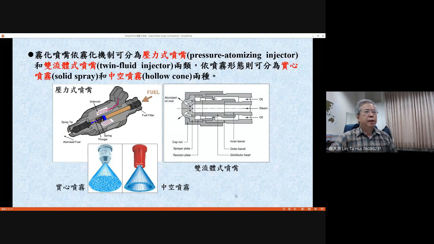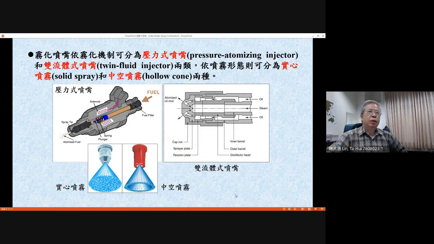We start to learn spray combustion. Before we go to the details of spray combustion and spray flame structures, we need to learn more detail about liquid fuel atomization. Basically, the atomizers or injectors can be divided into two basic categories.